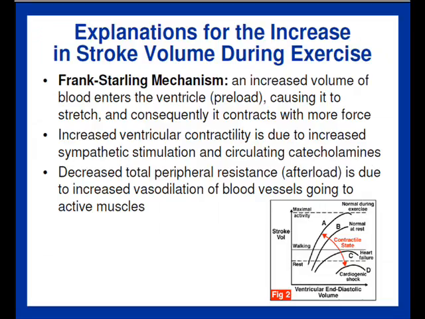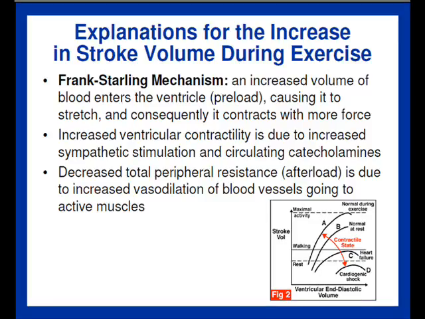Okay? Okay, explanations for the increase in stroke volume during exercise. Well, we've mentioned this already. If you've got an increased volume of blood that enters the ventricle, which we call preload, it causes it to stretch more, and therefore we can contract with more force. That's the Frank-Starling mechanism, which we spoke about on Monday. Okay, so that's really what we're talking about here. Okay, increased ventricular contractility, which you mentioned on Monday, and I've drawn crudely here. Sympathetic drive or innervation to the ventricles. If you increase the sympathetic drive to the ventricles, you're going to increase the force of contraction. That's what number 2 means.